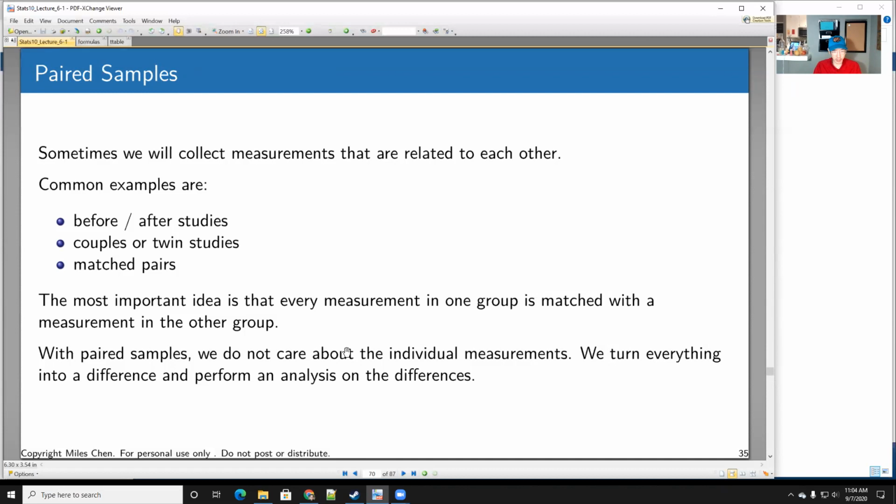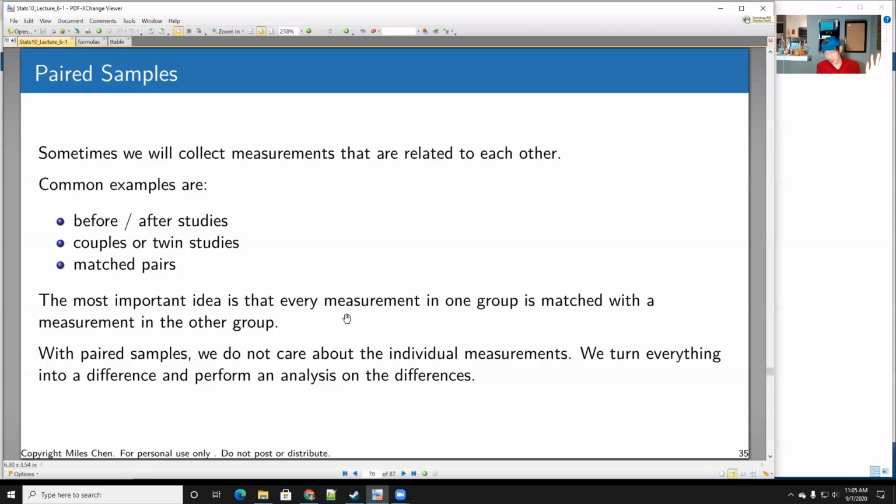The key idea here is that every measurement we've taken in one group is matched to a measurement in the other group. So with paired studies, you don't actually care about the individual measurements. You only care about the difference between the matched values. We don't care what the before and the after are. We just care about the change. So if you have a before and after, we only care about the change. Maybe you're interested in some kind of weight loss thing.